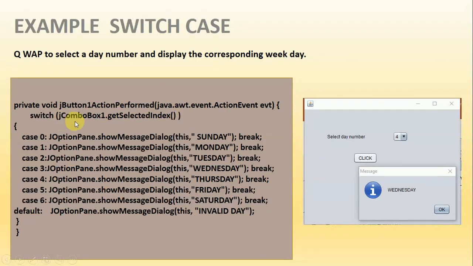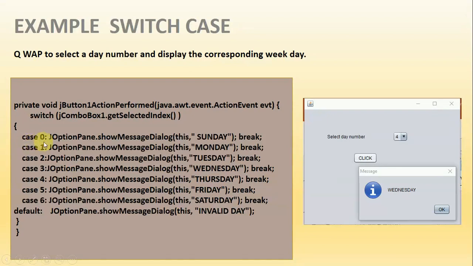So I am writing j combo box 1, which is this box, dot get selected index. Get selected index is a method which will get the index which is selected by the user from this combo box. Depending upon the option which has been selected by the user, different messages are displayed. As you remember, the index number always starts from 0 in combo box as well as in list. So we will start with case 0 instead of 1. We cannot start with 1.